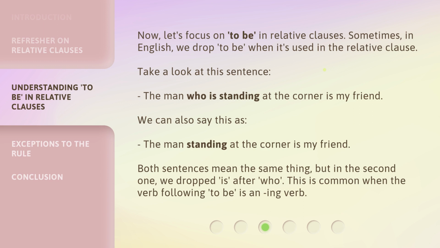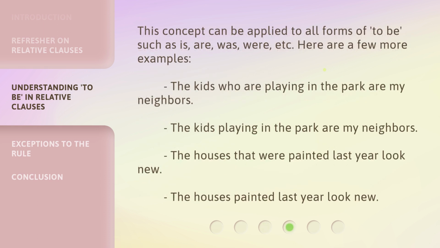We can also say this as: the man standing at the corner is my friend. Both sentences mean the same thing, but in the second one, we dropped is after who. This is common when the verb following to be is an ing verb. This concept can be applied to all forms of to be, such as is, are, was, were, etc.